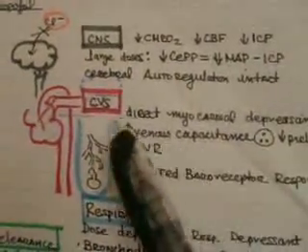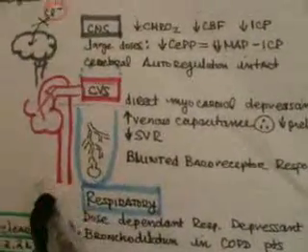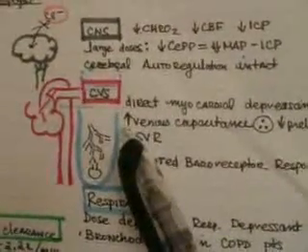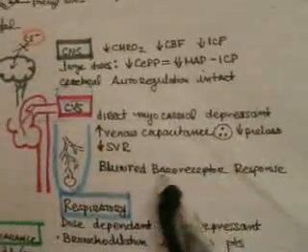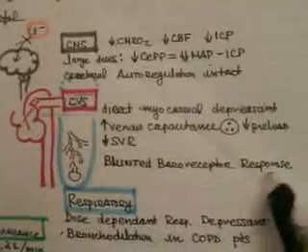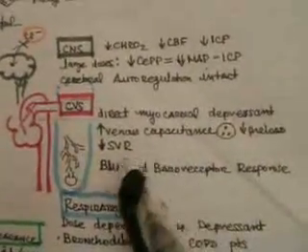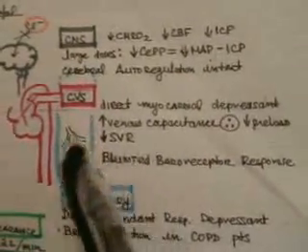Likewise, there's a decreased systemic vascular resistance, which means that the arterioles are vasodilated, so that your afterload is decreased, and there's a blunted response of the baroreceptors, which does not allow an adequate increase in heart rate once the receptors sense a decreased mean arterial pressure.